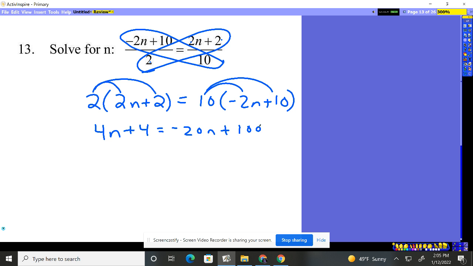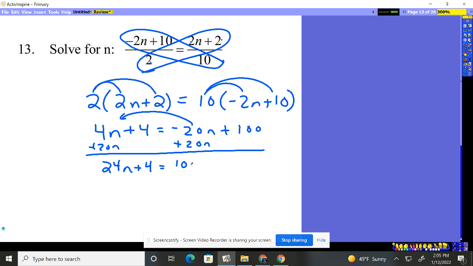Now, let's move the smaller variable. I'm going to move the negative 20n over to be with that positive 4n. How am I going to move a negative 20n? I'm going to add 20n to both sides of the problem. That gives me 24n plus the number 4 equals 100. Now move my number over to be with the other number. I get 24n equals 96.